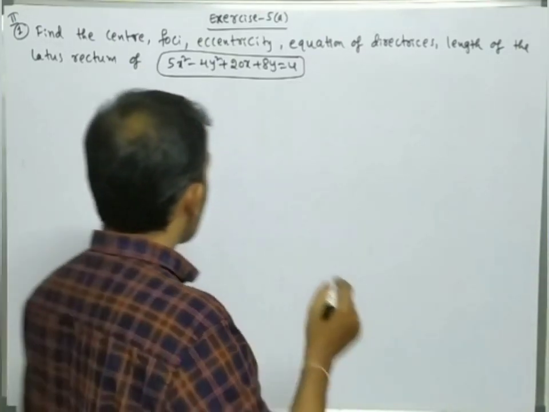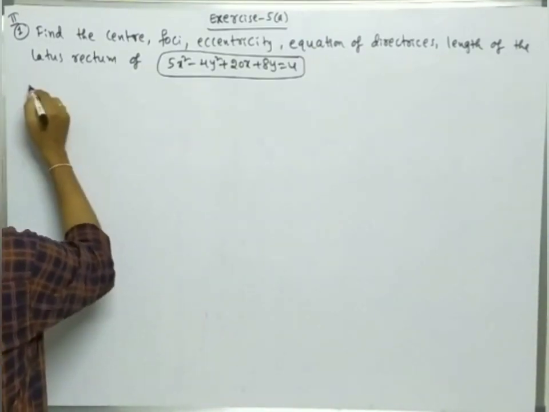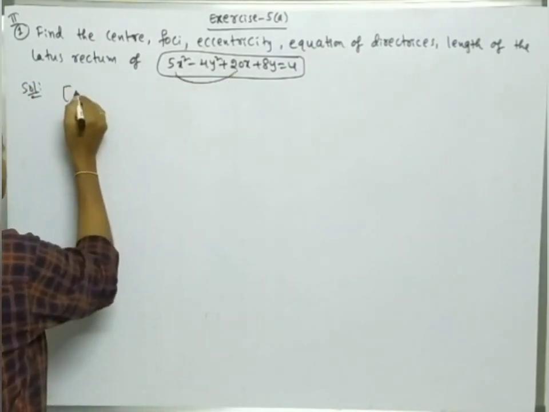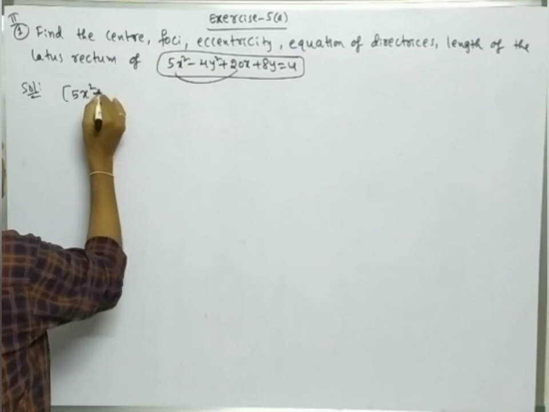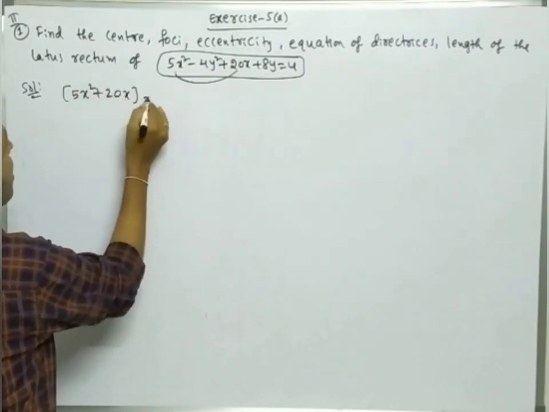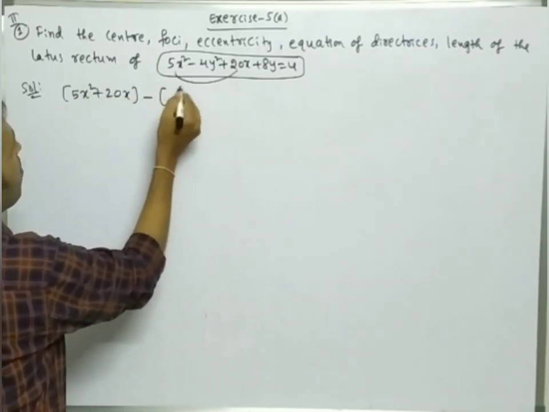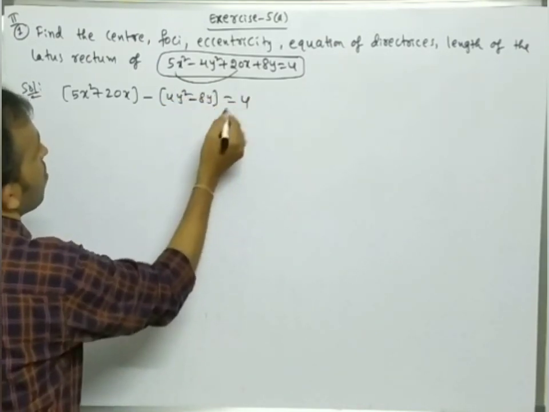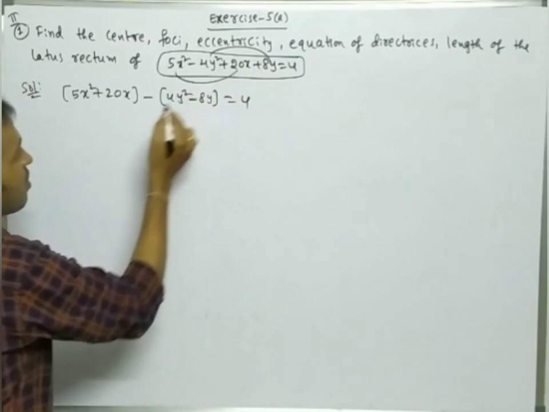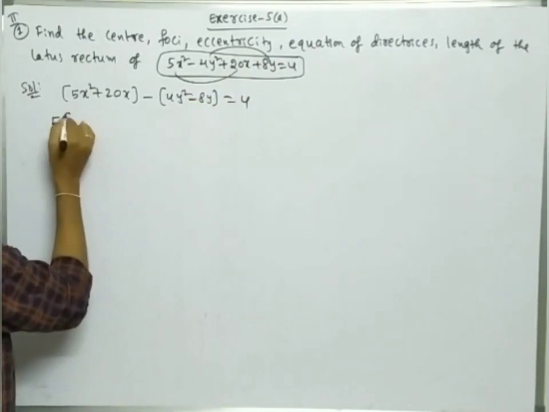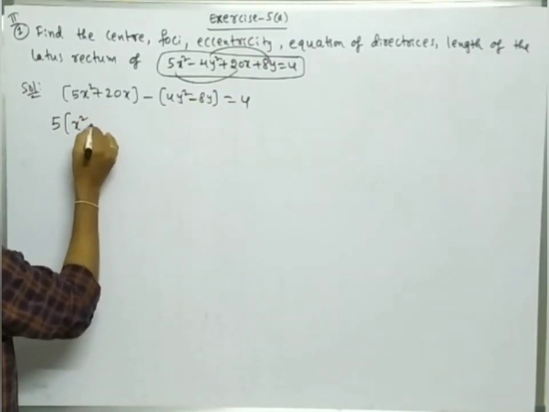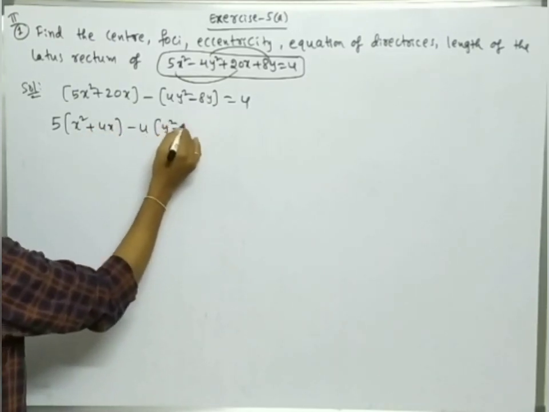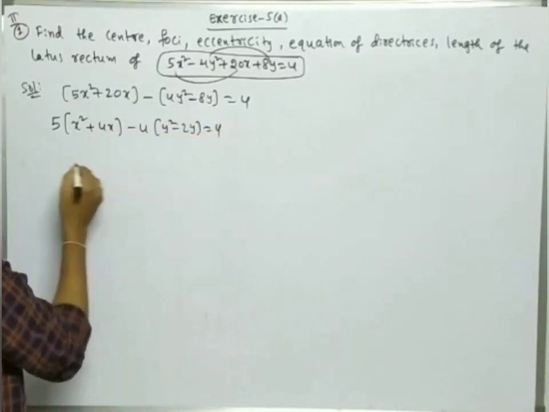Right. So for that, these are x terms. Write them in one bracket: 5x square plus 20x. Next, taking minus as common, 4y square minus 8y is equal to 4. From these two, I took minus as common. So taking 5 as common, x square plus 4x; and taking minus 4 common, y square minus 2y is equal to 4.